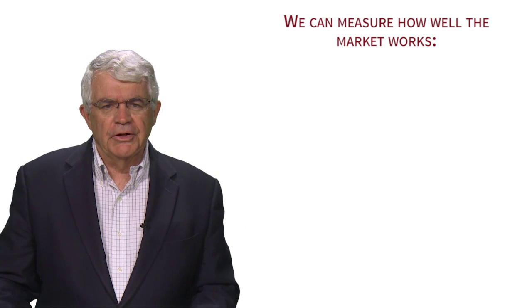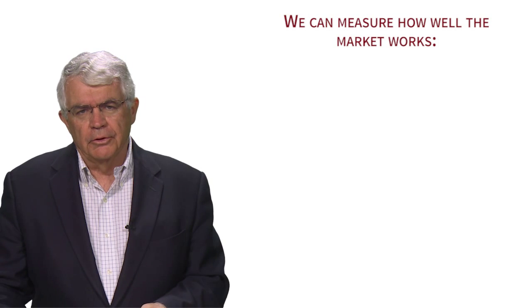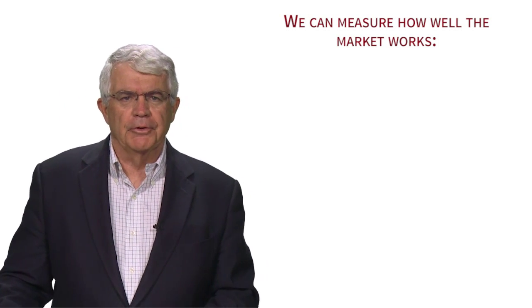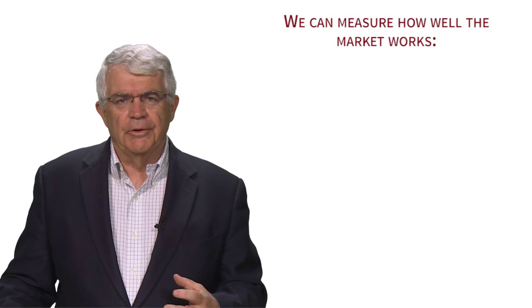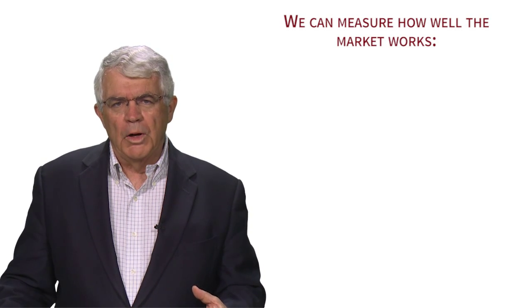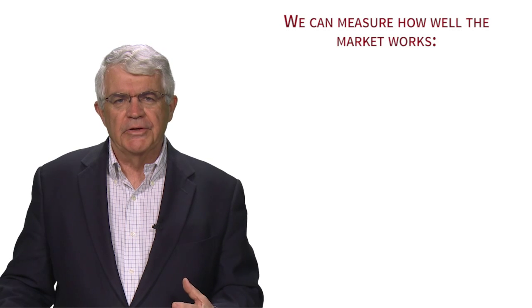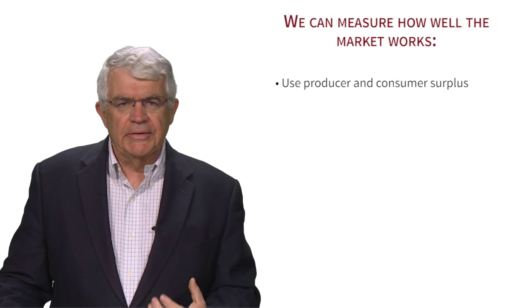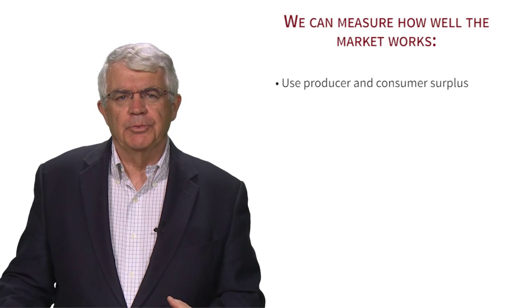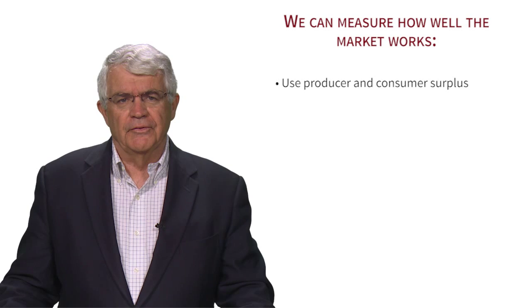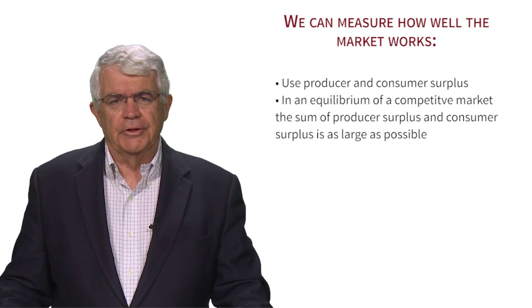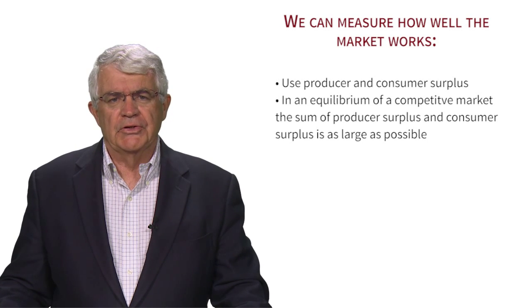Now, once you think about and look at inefficiencies in a market as being away from the market equilibrium, you can now begin to measure how well the market works, a quantitative measure of how good it is compared to other things. And to get this measure, we want to use this concept of producer and consumer surplus, which we've defined already. And note that in an equilibrium of a competitive market, the sum of producer surplus and consumer surplus is as large as possible.